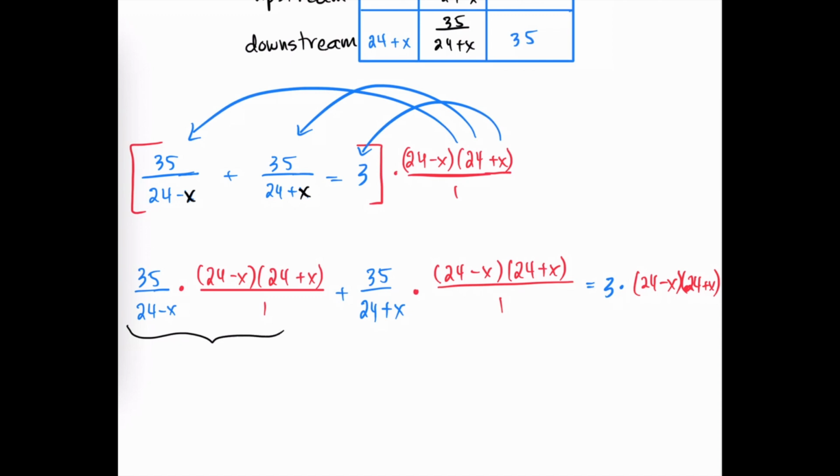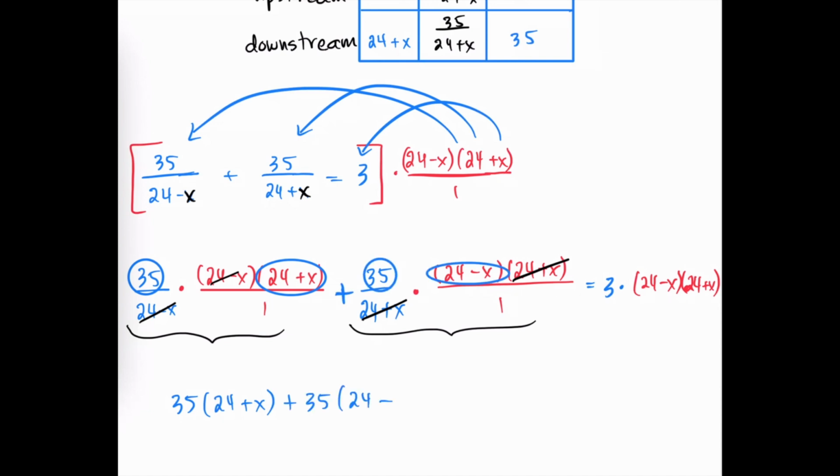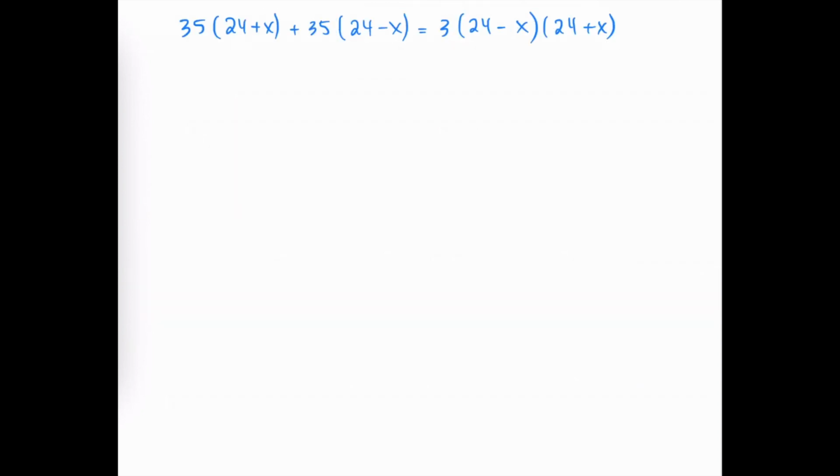Now it's time to multiply these terms together to determine what their product is. So the 24 minus x's are going to cancel, and we'll be left with the 35 in the top times 24 plus x here. So we have 35 times 24 plus x. For this second product, the 24 plus x's cancel, and what remains is the 35 times 24 minus x. And on the right-hand side here, nothing cancels. So we'll just copy paste for now and then work towards simplifying in our next step. So this is where we are with our equation now. Notice there are no more fractions because multiplying through by the LCD cleared the fractions.